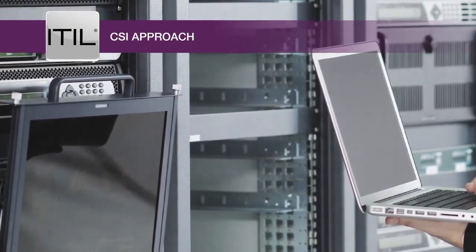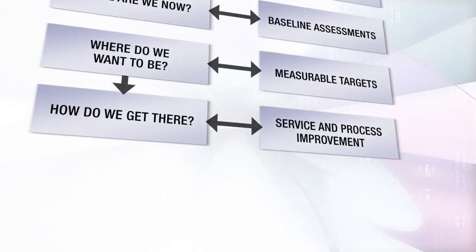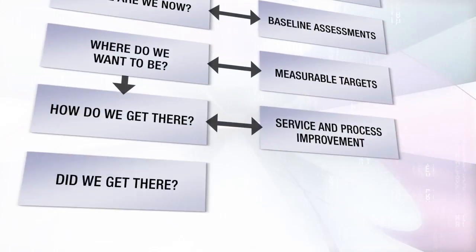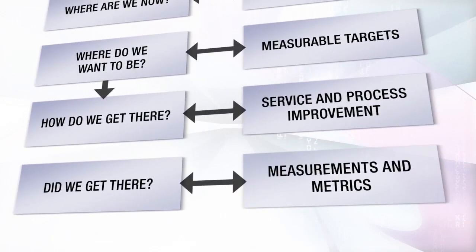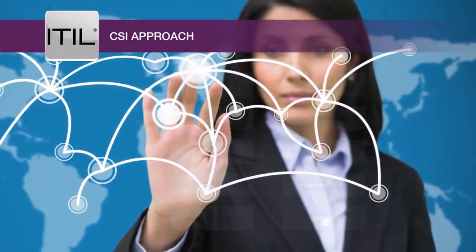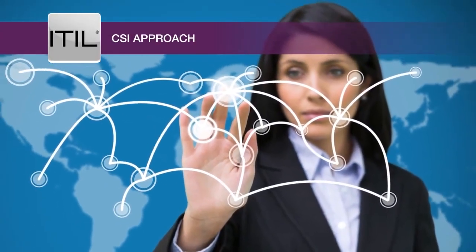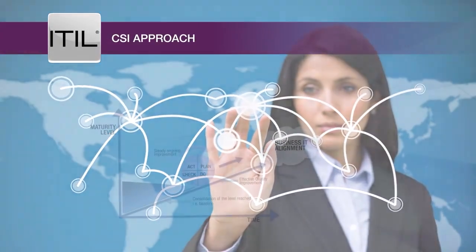to validate the achievements. The fifth question is, did we get there? Verify that measurements and metrics are in place and that the milestones were achieved, process compliance is high, and business objectives and priorities were met by the level of service.